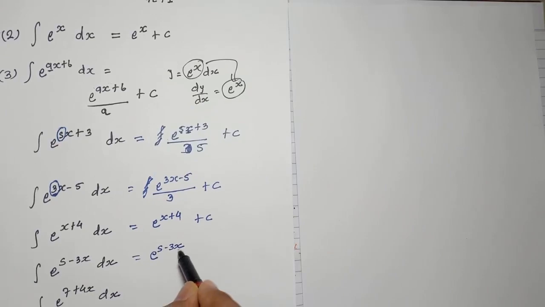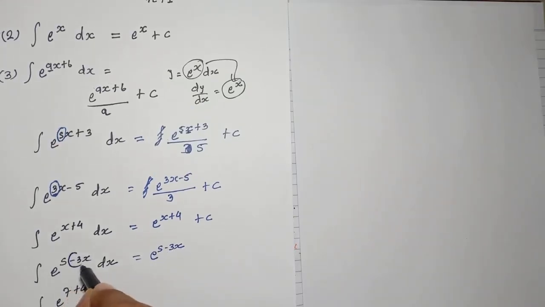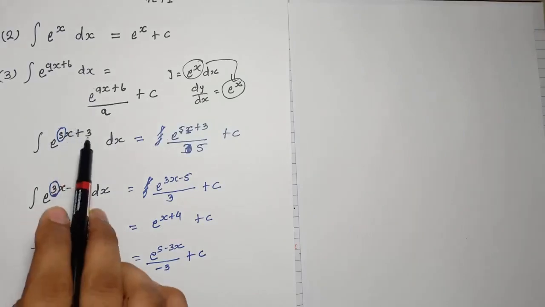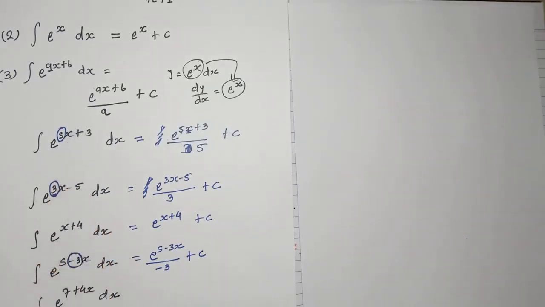Now here, what is multiplied with x? That is 3, but 3 is negative, it is minus 3, so we divide by minus 3. In simple language, whatever number is multiplied with x, we take it in division, whether it is plus or minus, whatever number. Only focus on the number which is multiplied with x. Ignore the others, like 3 here, 5 here, 4.